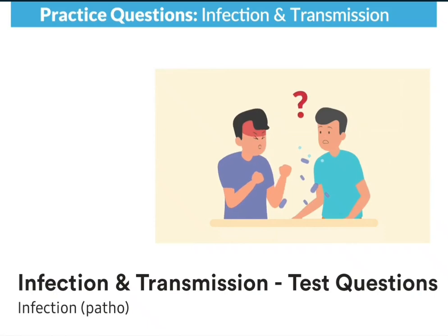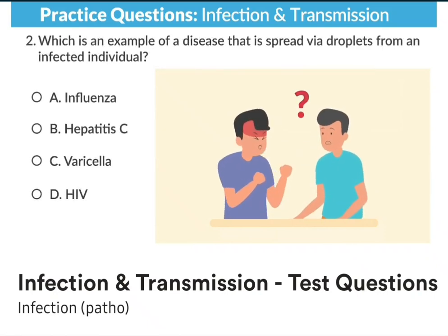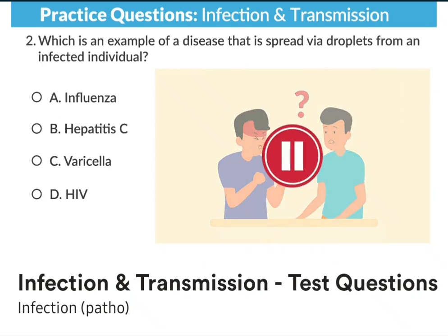Now, moving on to question 2, which is an example of a disease that is spread via droplets from an infected individual? So pause the screen and try your best to break this question down.